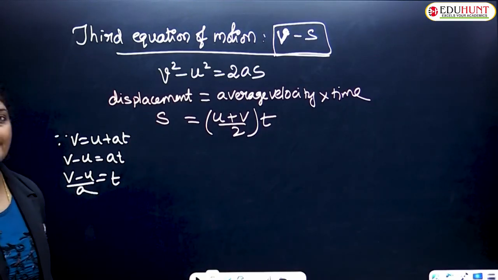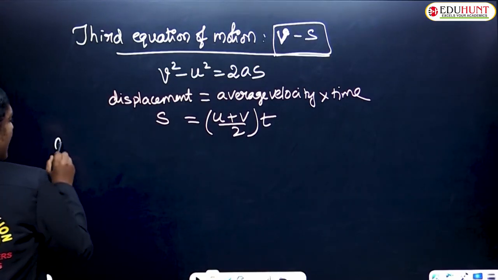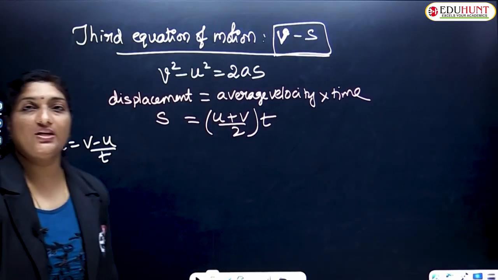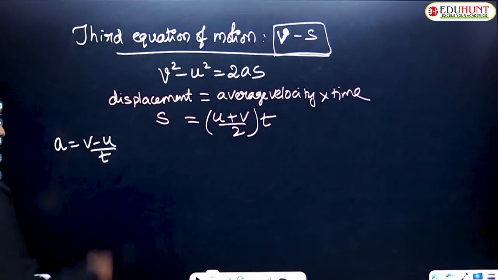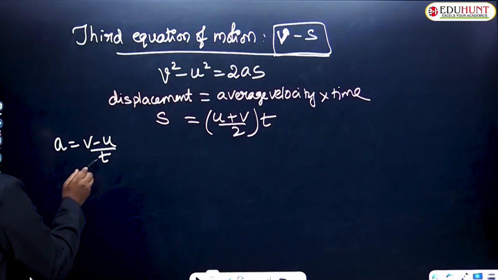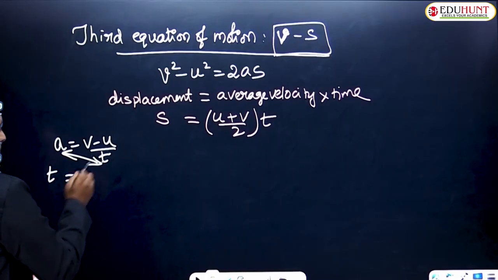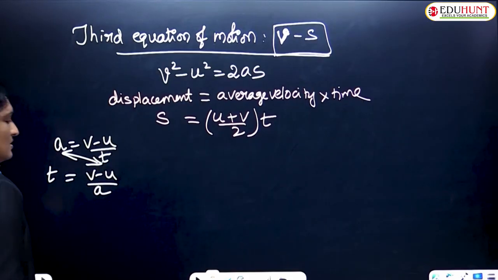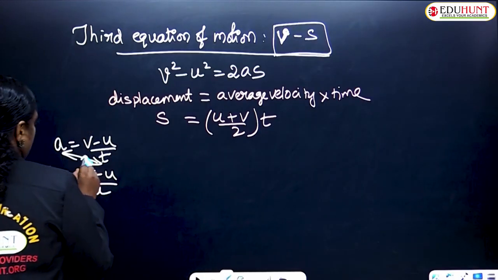t equals, what is that, children? v minus u by a. Or else, in other form, we know that acceleration is defined as change in velocity by time. Acceleration a equals change in velocity by time, that is v minus u by t. So interchange the terms, bring the t here and a to the other side, so t equals v minus u by a.